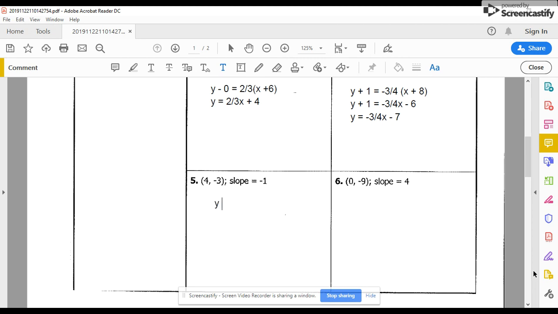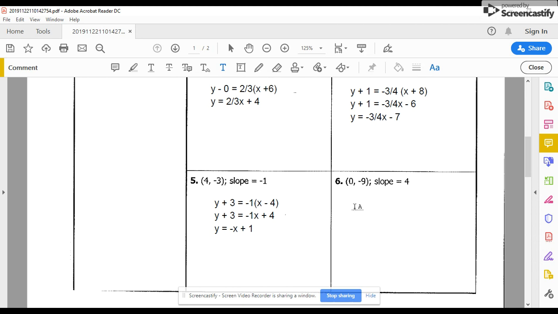Next one, y minus negative 3, which is y plus 3, equals the slope of negative 1, parenthesis, x minus the x-coordinate, which is 4. Distributing, that's a negative 1x, and then a negative 1 times a negative 4 is a plus 4, and subtracting 3 gets us y equals negative x plus 1.